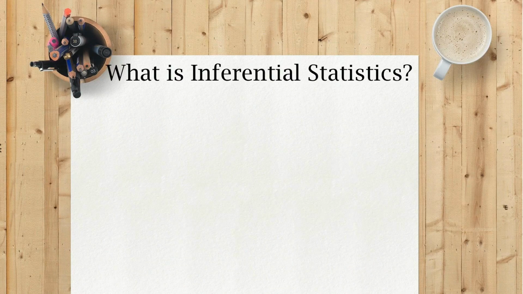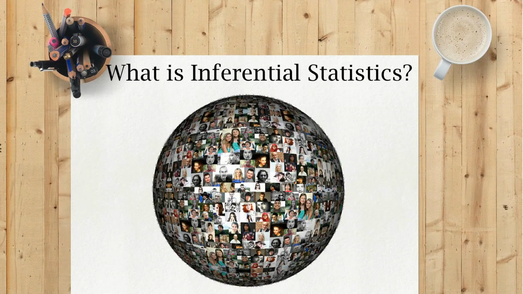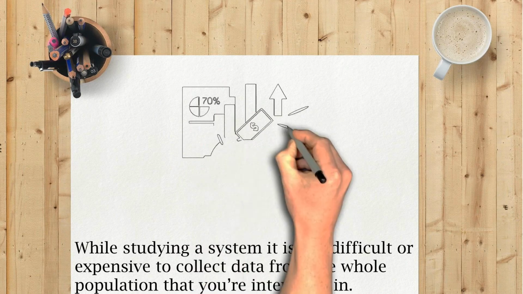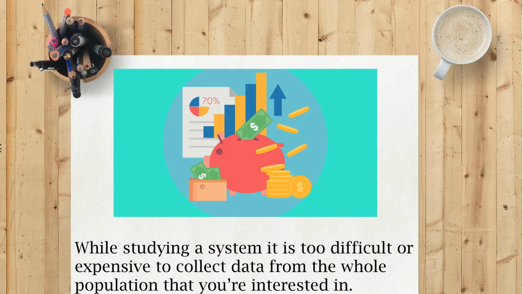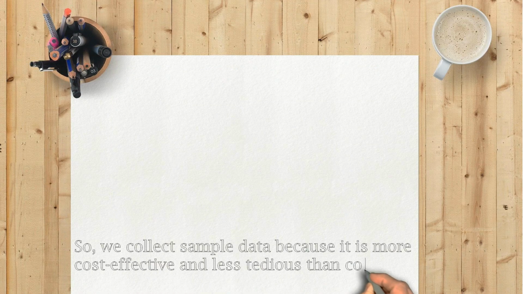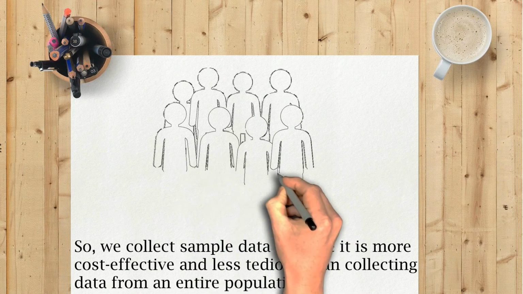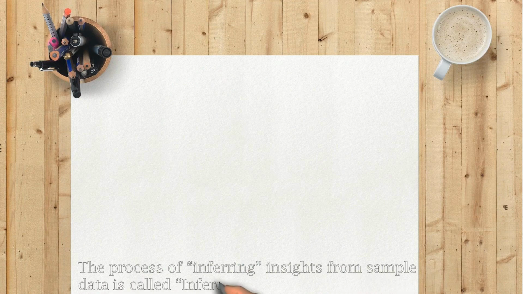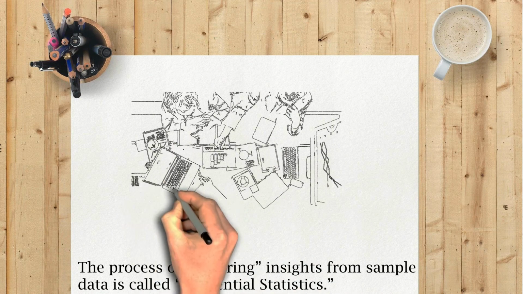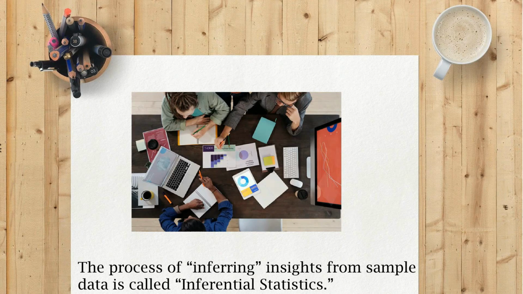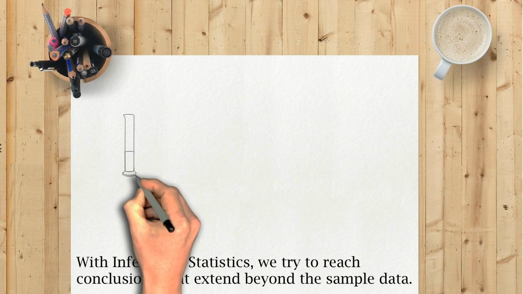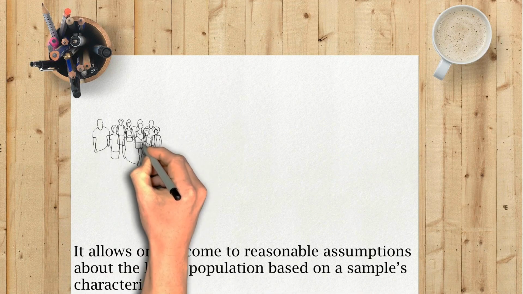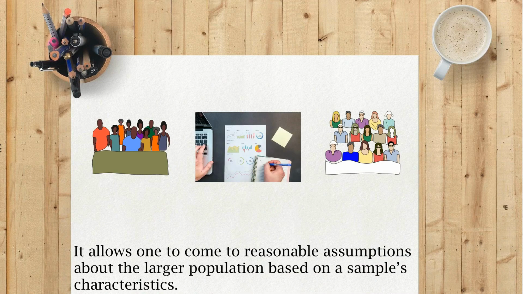What is inferential statistics? While studying a system, it is too difficult or expensive to collect data from the whole population that you're interested in. So, we collect sample data because it is more cost-effective and less tedious than collecting data from an entire population. The process of inferring insights from sample data is called inferential statistics. With inferential statistics, we try to reach conclusions that extend beyond the sample data. It allows one to come to reasonable assumptions about the larger population based on the sample's characteristics.